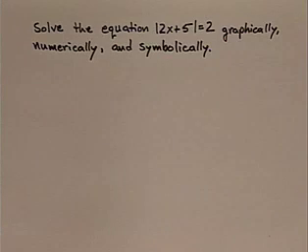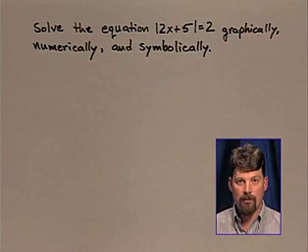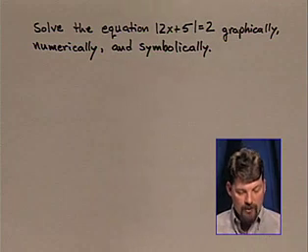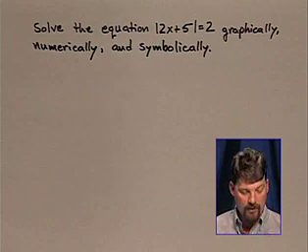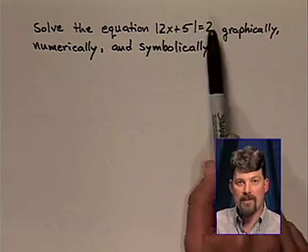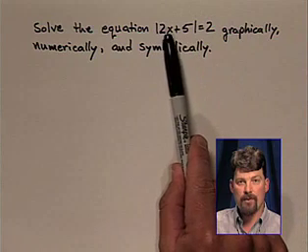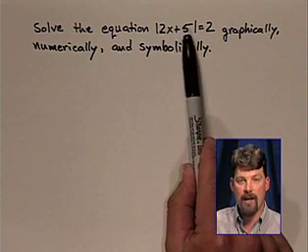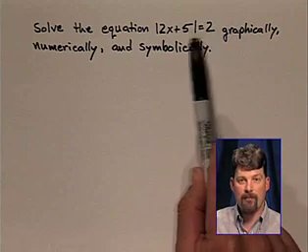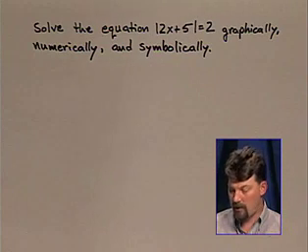Here we're asked to solve the equation absolute value 2x plus 5 equal 2, graphically, numerically, and symbolically. So we'll start with the graphical part here first. And the way I'm going to do this graphically is I'm going to look at both sides of the equation. And I'm going to draw the graph of y equals the absolute value of 2x plus 5 and the graph of y equal 2. And we're going to use that idea we used before and look for the place where those two graphs intersect. So let's do that right now on the calculator.